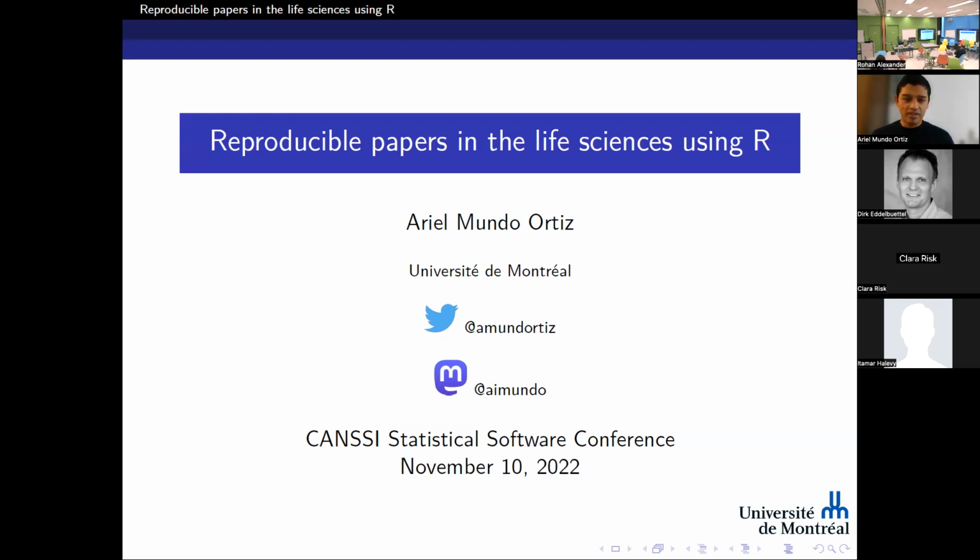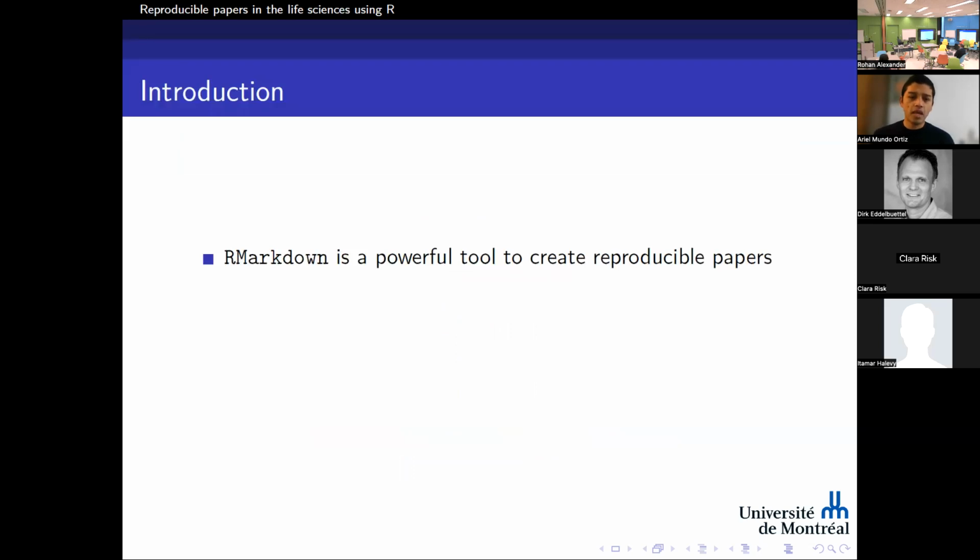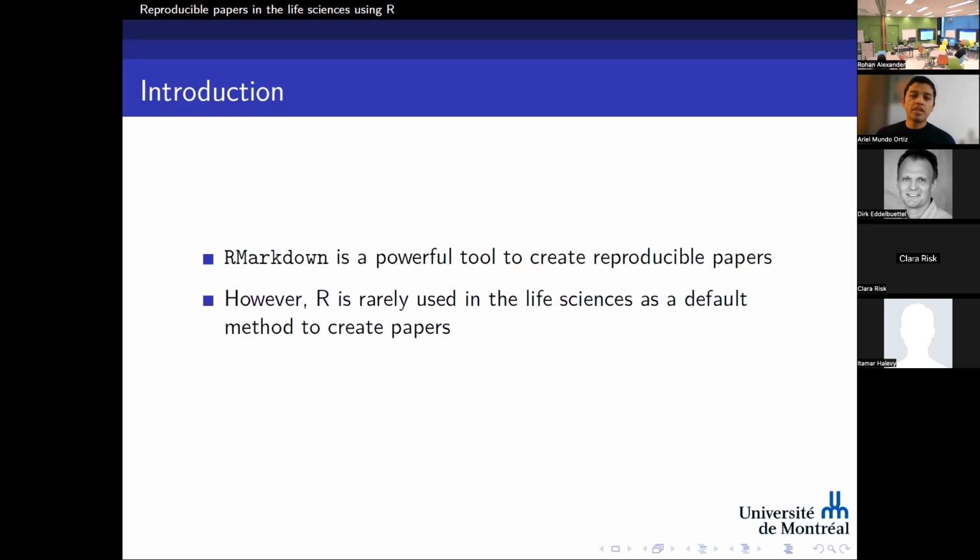And this is really something basic that I found when I was doing my PhD, and it has translated to the work I do now in my postdoc. It's basically about how to do reproducible papers using R, but for the life sciences. Probably most people here know about RMarkdown and know that it's really useful. We heard talks before today saying it's really useful to parameterize things, make things reproducible, and we're all aware of that. But the truth is that R is rarely used in the life sciences.